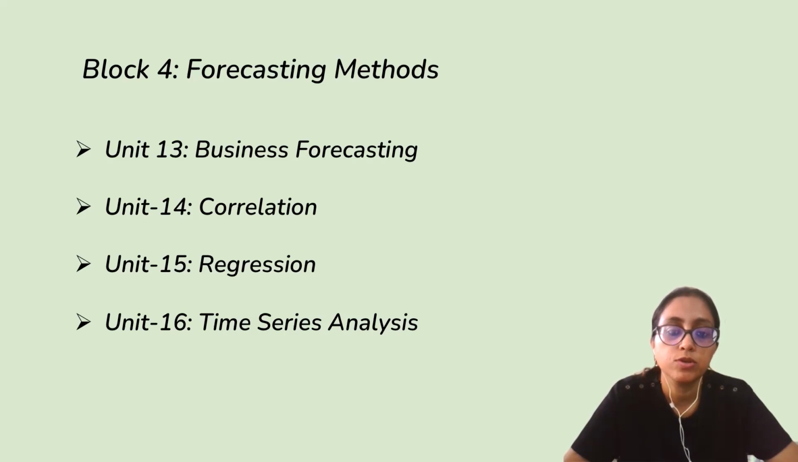Then we'll move on to Unit 14, which is correlation. Correlation means what type of relation is there between two variables or more than two variables. And then in Unit 15, we'll study regression. Regression basically means how a set of independent variables affect the other variable, which is also known as the dependent variable.